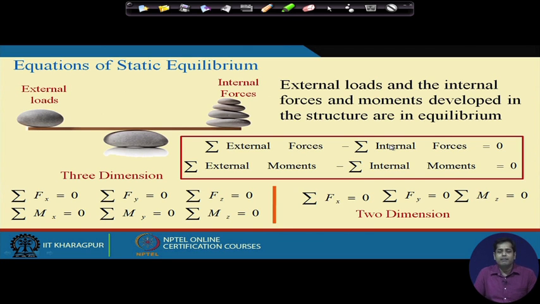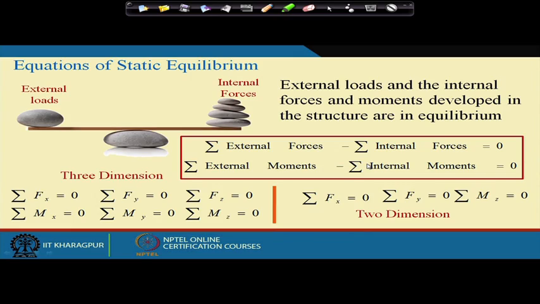Let us quickly revise what we discussed in the last class. What is equilibrium? When any structure or object is subjected to some external load, the object, as a reaction to this external load, generates some internal force. We say the object is in equilibrium when this external load and internal load balance each other. This equilibrium can be represented through equations, which are called the equations of static equilibrium.